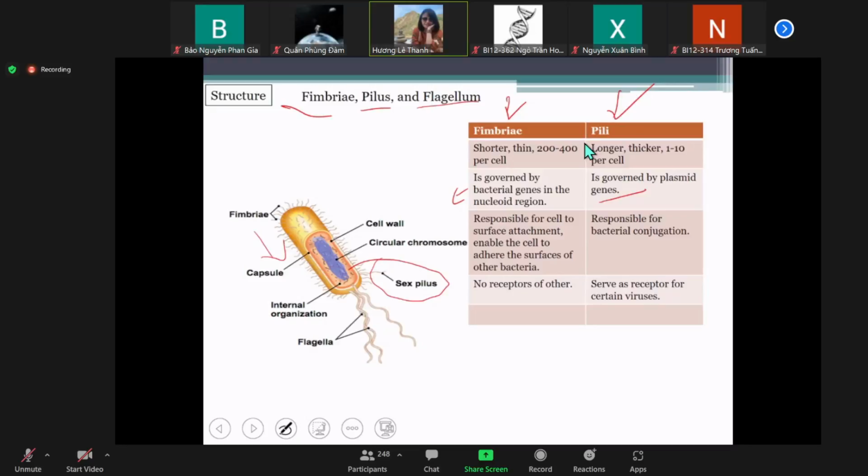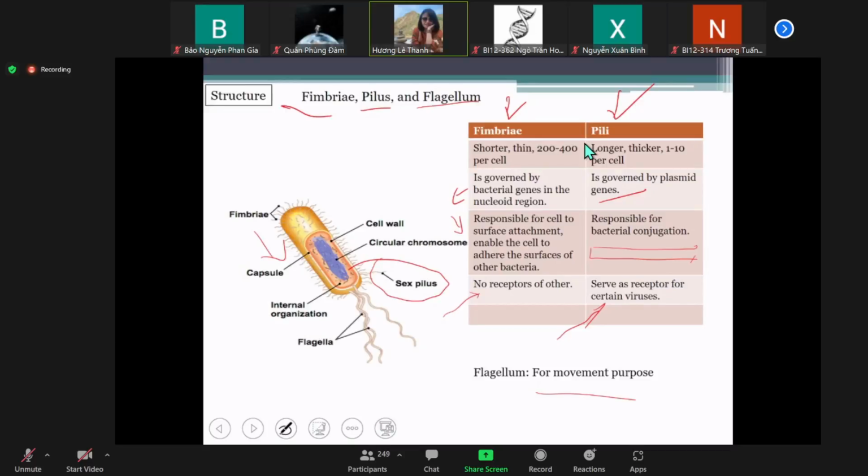For the next characteristics, the fimbriae function to attach to surfaces, and they enable the cell to adhere to the surface of other bacteria. While the pili are responsible for bacterial conjugation, they can transfer DNA, transfer plasmids from one bacterium to another. The fimbriae are not receptors for others, but the pili sometimes serve as the receptor for certain viruses. For flagella, just remember they are for the movement of the bacteria only.